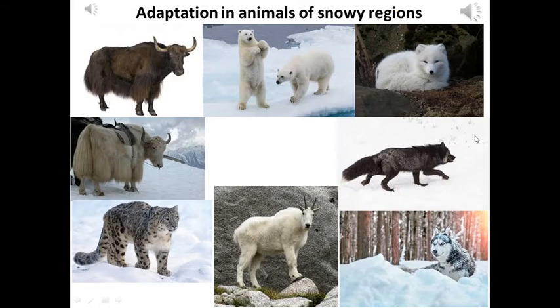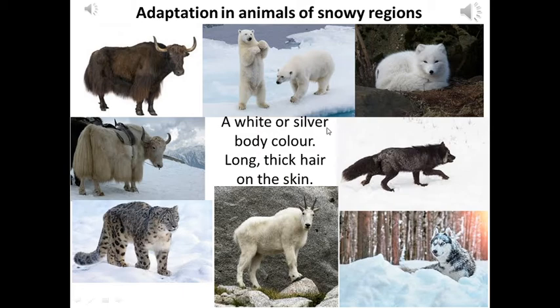Looking at the adaptation in animals of snowy regions, you will observe that these animals mostly have a white or silver body color, and the body is protected with long thick hair on the skin. The white color helps them to hide themselves among the white snow, and the long thick hair prevents the strong cold from affecting their body. So their body remains protected from the severe cold because of these long thick hair.